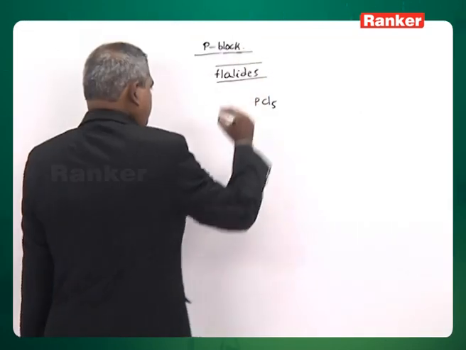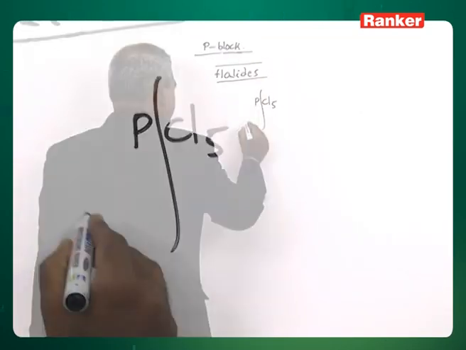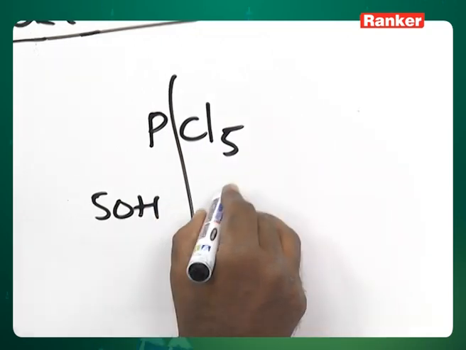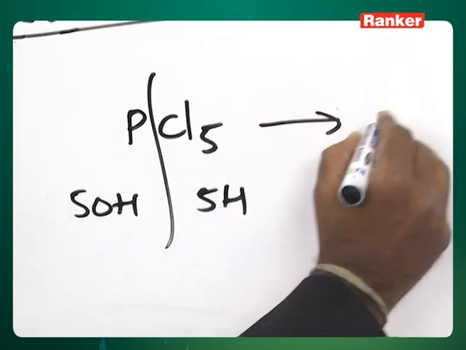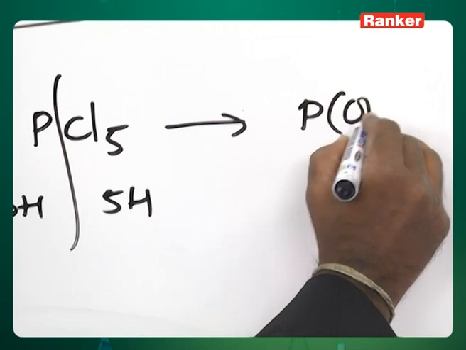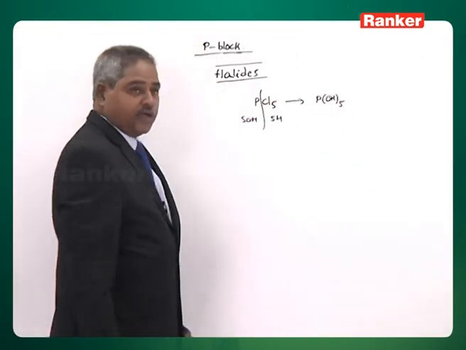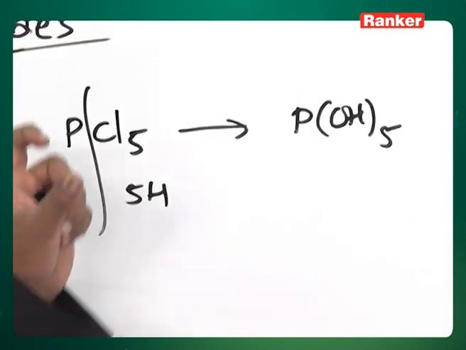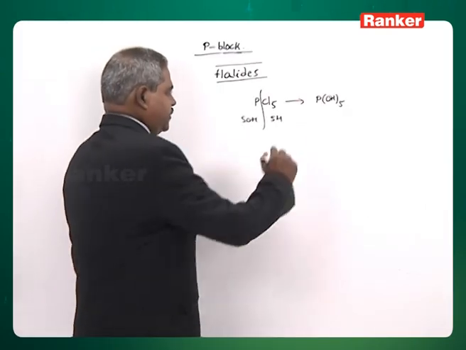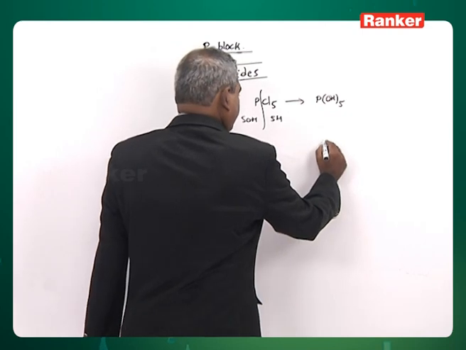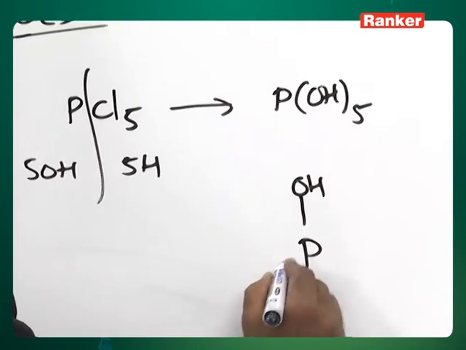PCl5. Break the bond: 5OH, 5H, P(OH) 5 times, and of course 5HCl. I am writing only the main product, P(OH) 5 times.